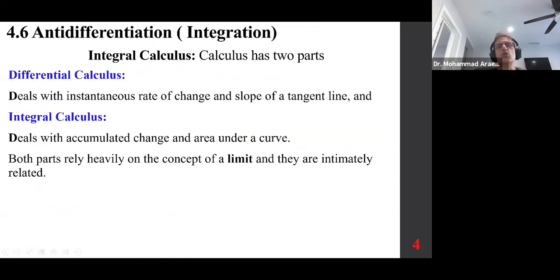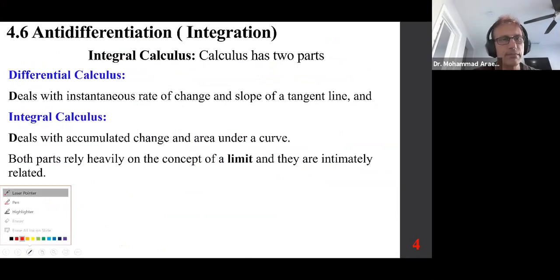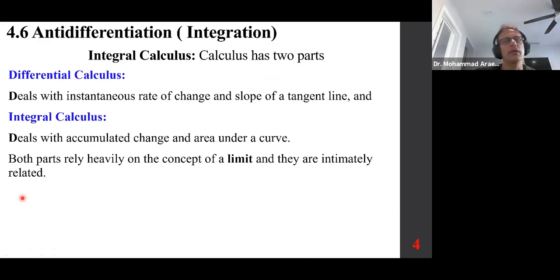Calculus has two parts. The differential calculus deals with the instantaneous rate of change and the slope of a tangent line. Integral calculus deals with accumulated change and area under a curve. Both refer to what's called a limit, and they are related as a result.